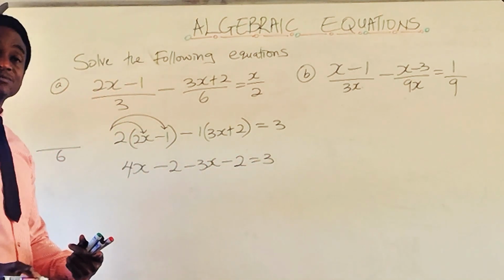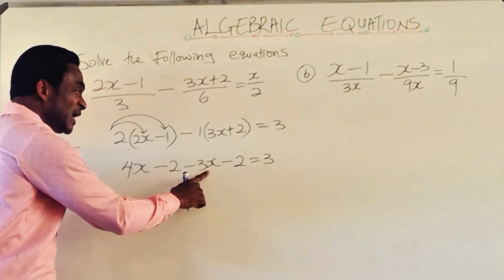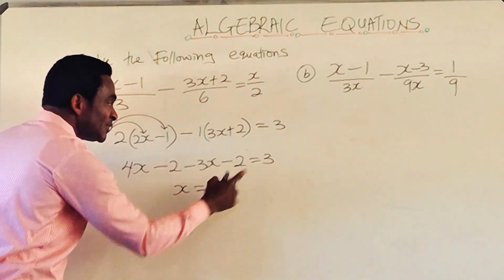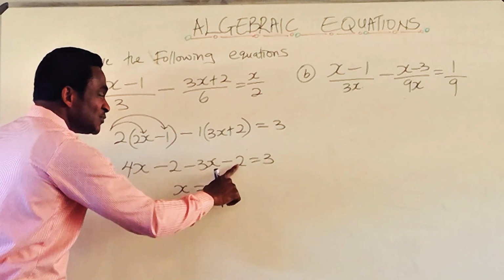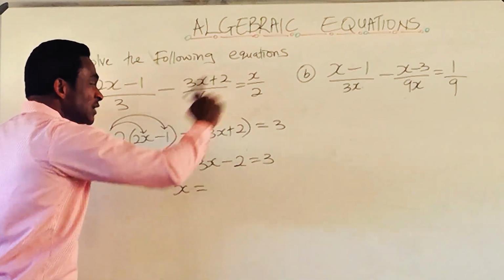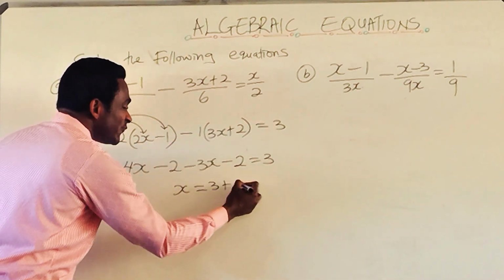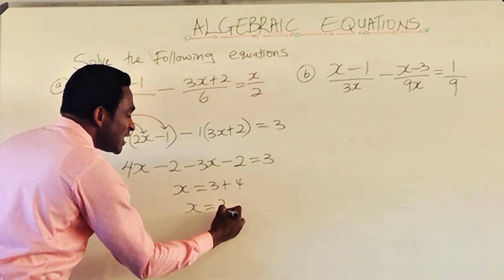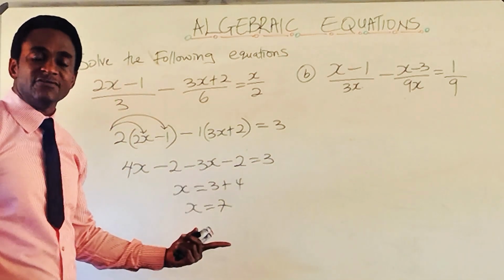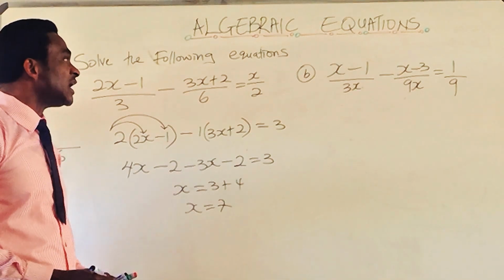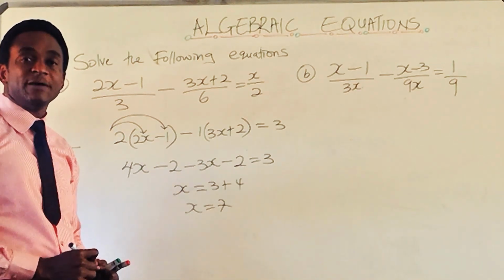Now we can collect items. 4x minus 3x gives us x. 3 minus 2 minus 2 is 4. Then crossing over, we have 3 plus 4. So the value of x here is 7. The value of x is 7. We have solved this problem.